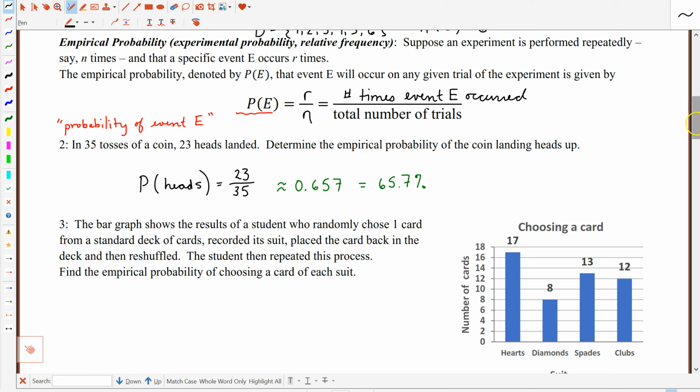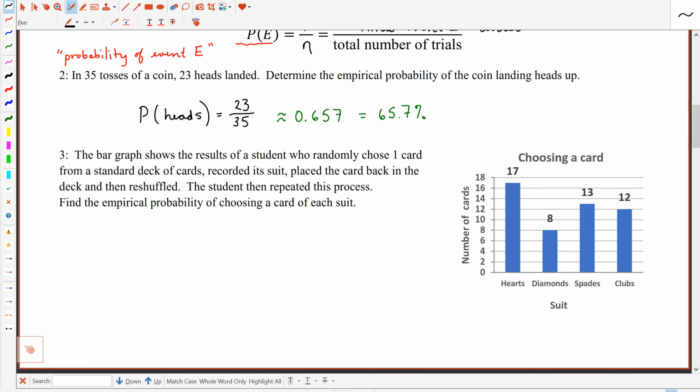Alright, so in this next example, it says the bar graph shows the results of a student who randomly chose one card from a standard deck of cards. It recorded its suit. Okay, so for a deck of cards, the suits are hearts, diamonds, spades, and clubs. There are the 4 suits. So the student pulled a card out, recorded its suit, put that card back in the deck, reshuffled, and then chose a card again. Okay, so from running this experiment, they have this bar graph. So we're going to find the empirical probability of choosing a card of each suit.